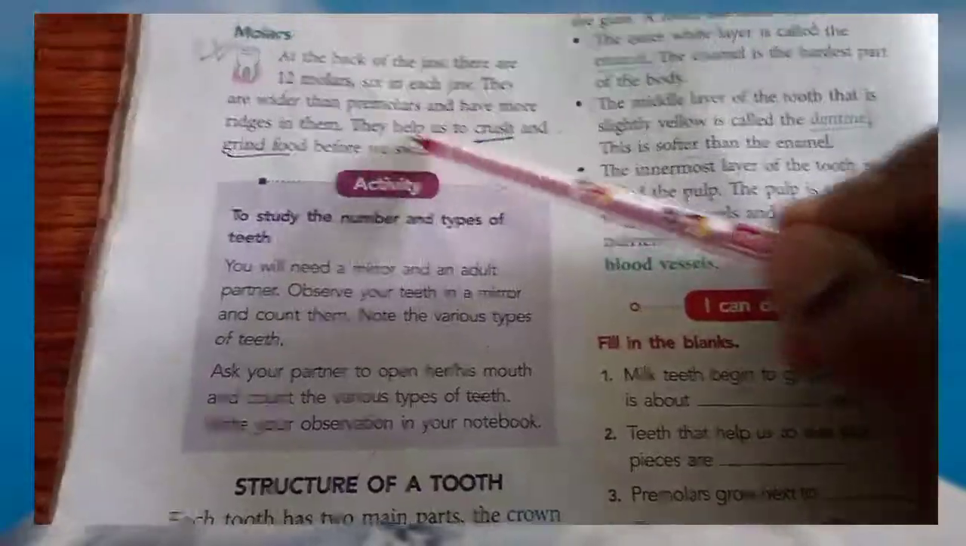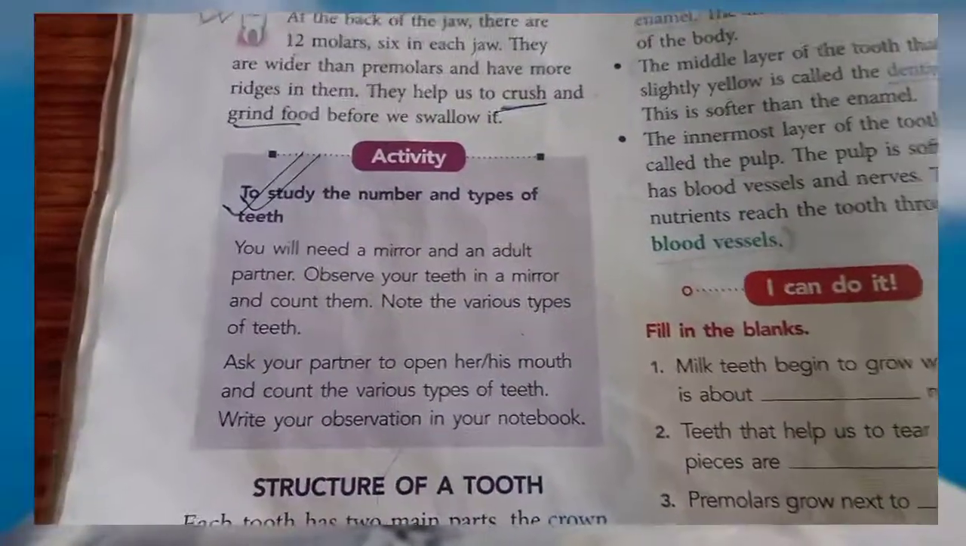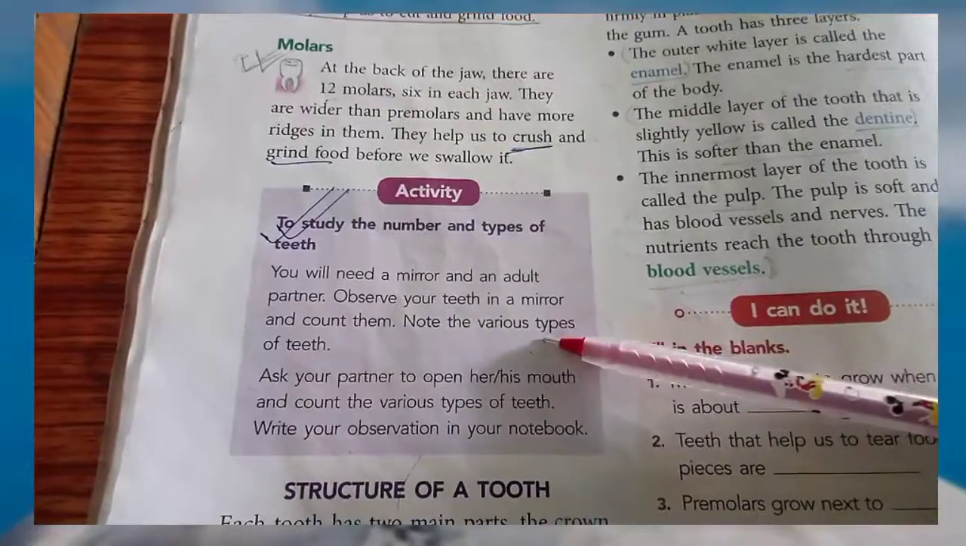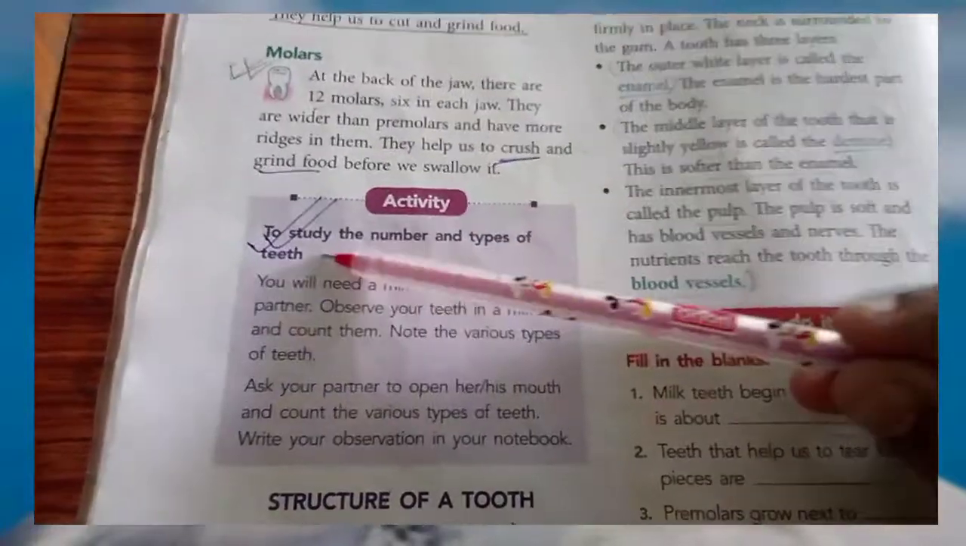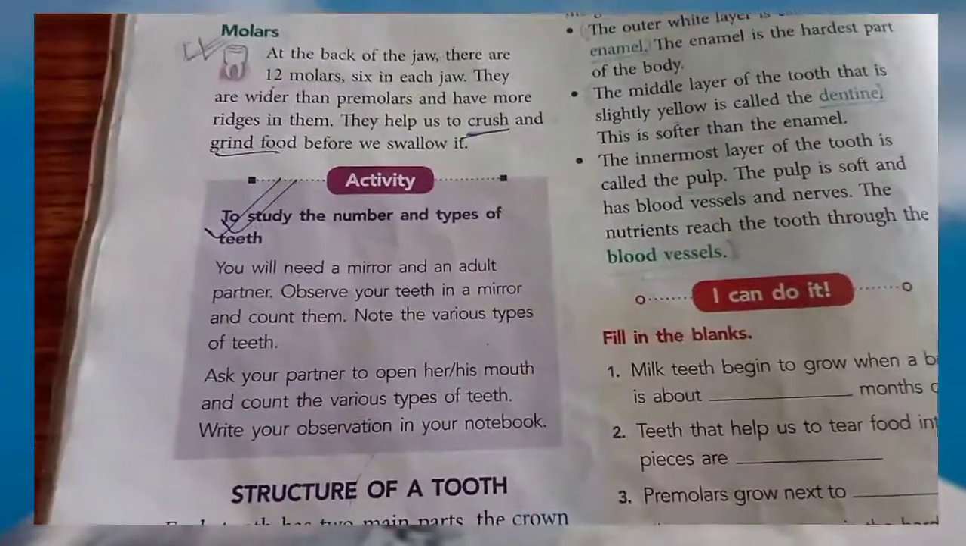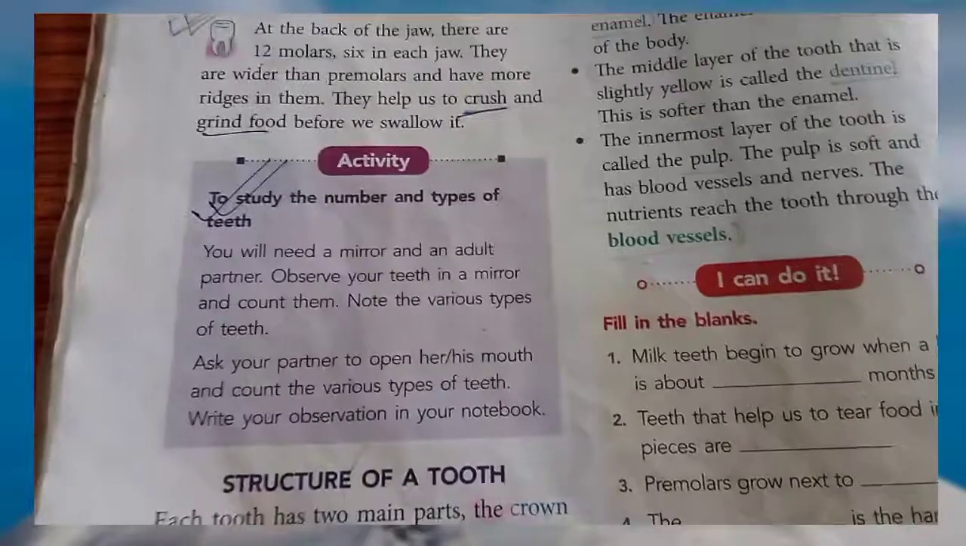Now, activity. For this activity I am giving you homework. Try this at home and tell me how it looks. To study the number and types of teeth, you will need a mirror and an adult partner. You can take your parents too.